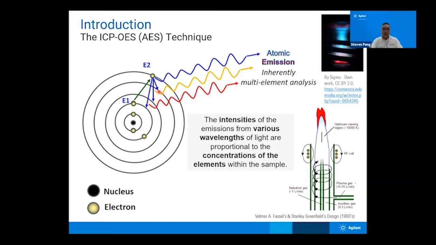Now, the intensities of the emissions from the various wavelengths of light are proportional to the concentrations of the elements within the sample. Some of you may know this as very similar to the Beer-Lambert law, and this is what we use in quantification of analysis by ICP-OES.